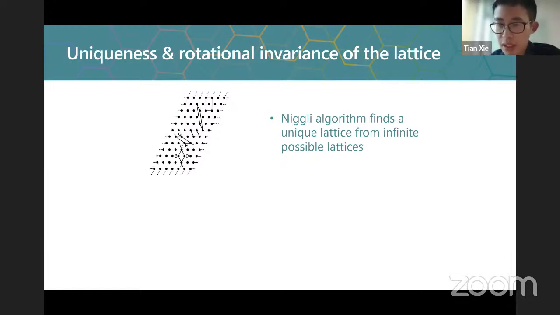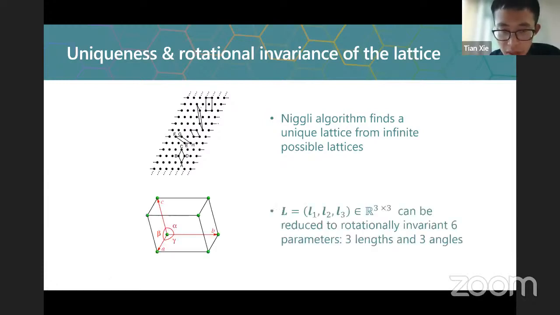Pretty standard algorithm in the crystallographic community, which basically finds a unique lattice from an infinite possible choice of a lattice for the crystal. So therefore, we have this unique representation of the lattice for our property predictor.